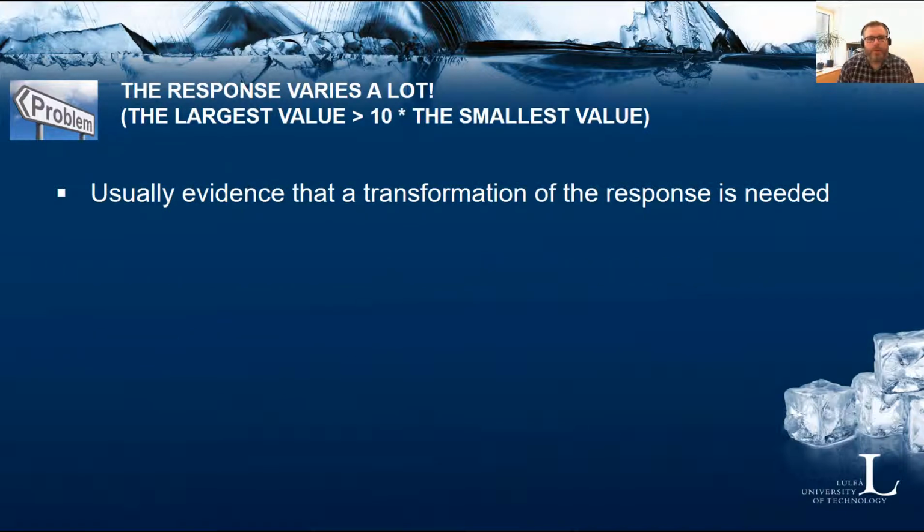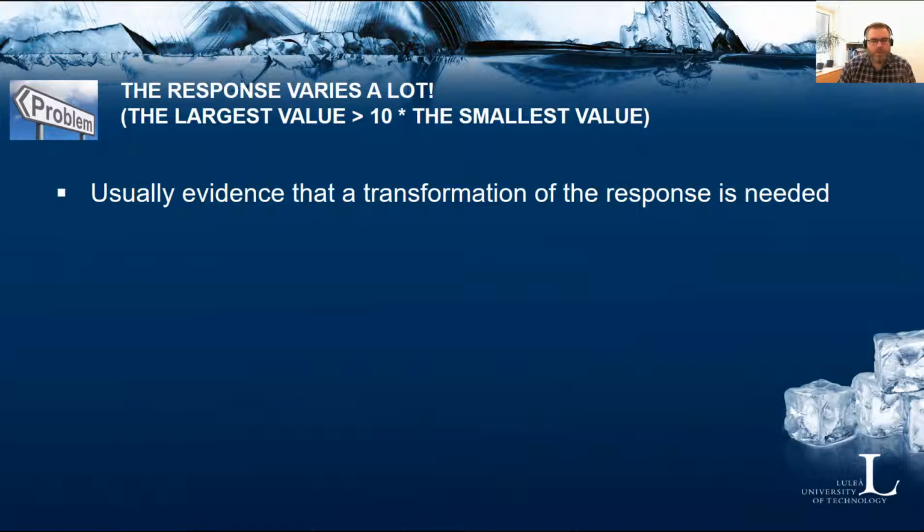Another problem we may have is that the response in the design varies a lot. So for example, we can approach a scenario where the largest response value in the design is more or less 10 times the smallest value. And this is usually evidence that a transformation of the response is needed.